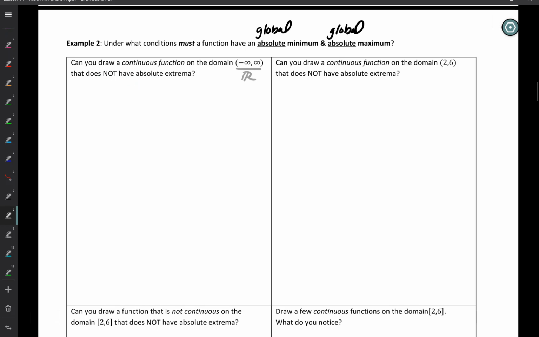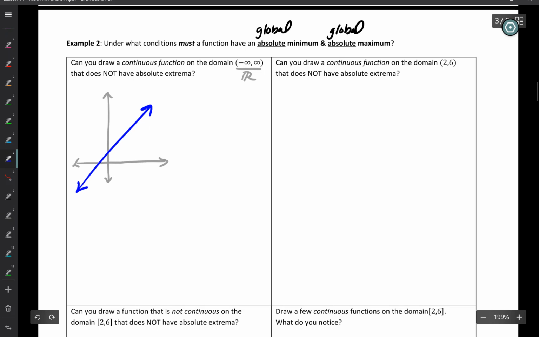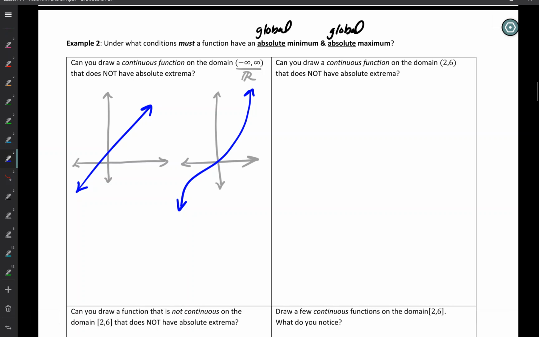Okay, so I'm assuming that you've given that a try. There's a bunch of things that you could have come up with. Maybe you just came up with a line. There's no biggest y value or smallest y value there, and the function is continuous on all real numbers. Or maybe you gave some sort of polynomial, like a cubic. No absolute max or min there, and the function is continuous on all real numbers.